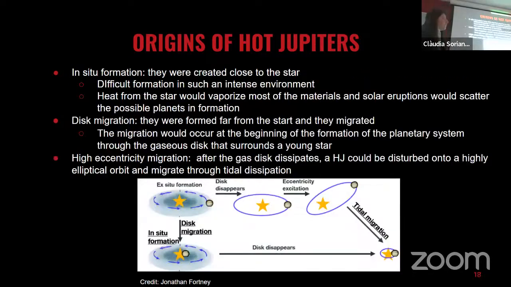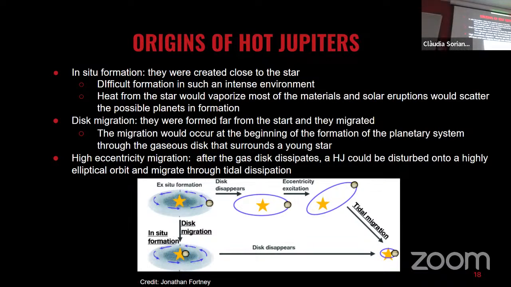So let's check which are these three different formation channels that we are considering. So the first of them is in situ formation. For in situ formation, we consider that the planet was created near the star. However, this mechanism is difficult to explain because the formation at the beginning of the planetary system in such an intense environment is difficult because, for example, the heat from the star would disperse all the materials and would vaporize most of the particles that were around. So it's one of the possibilities, but it can be difficult.